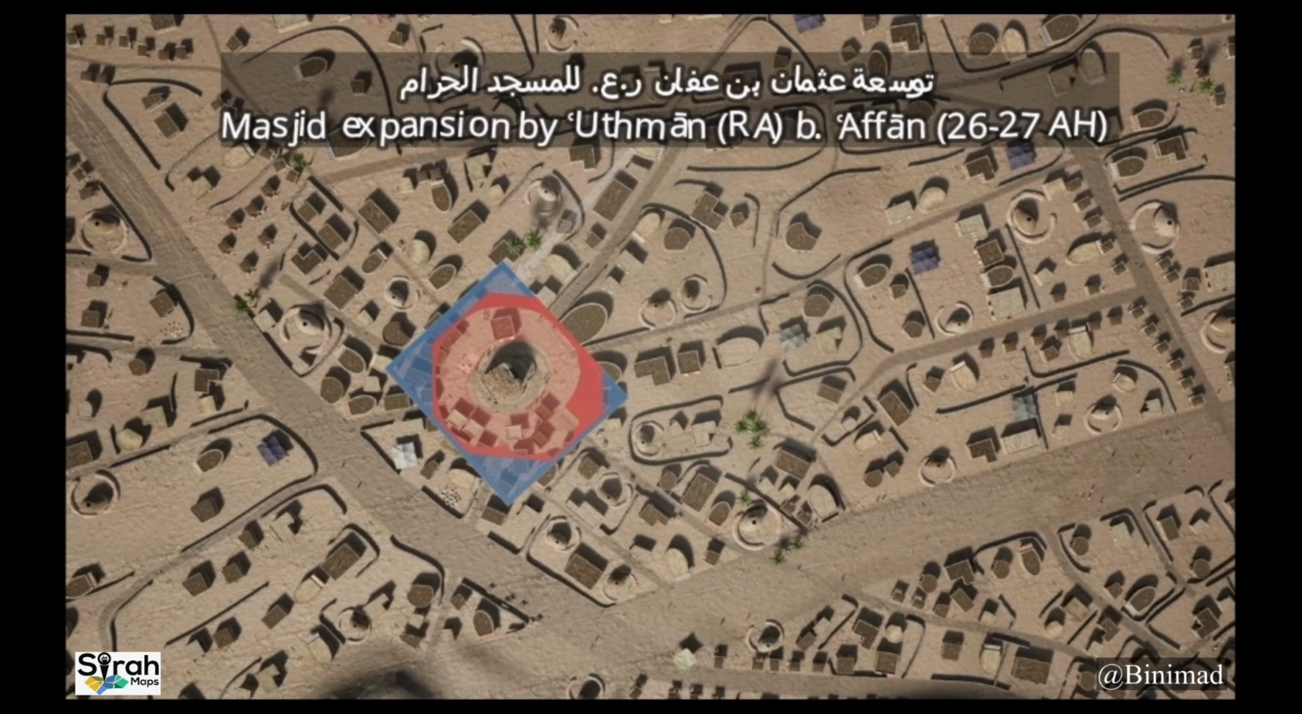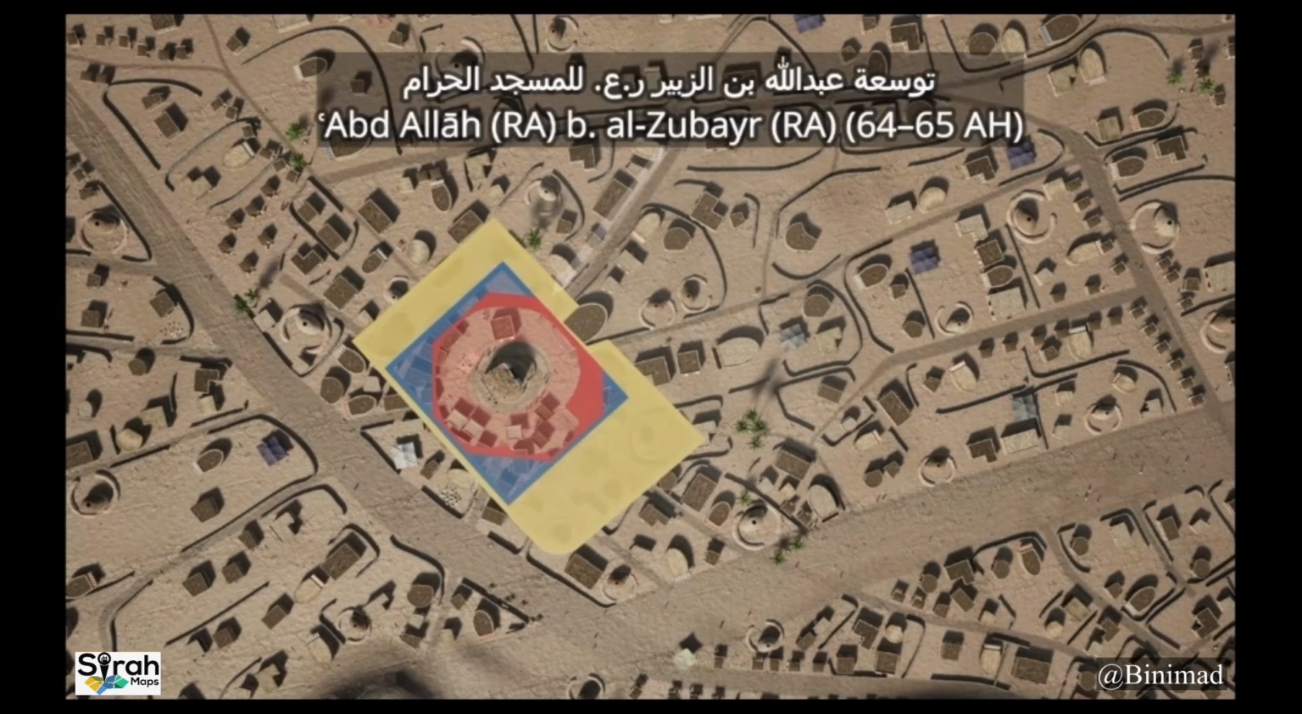This was followed by the expansion of Abdullah ibn Zubair radiallahu anhu in the years 64 and 65 Hijri. This expansion made the masjid even more horizontal, as it was limited to its southeastern side by the main flood path, while on the opposite side it was limited by the famous Dar al-Nadwa.